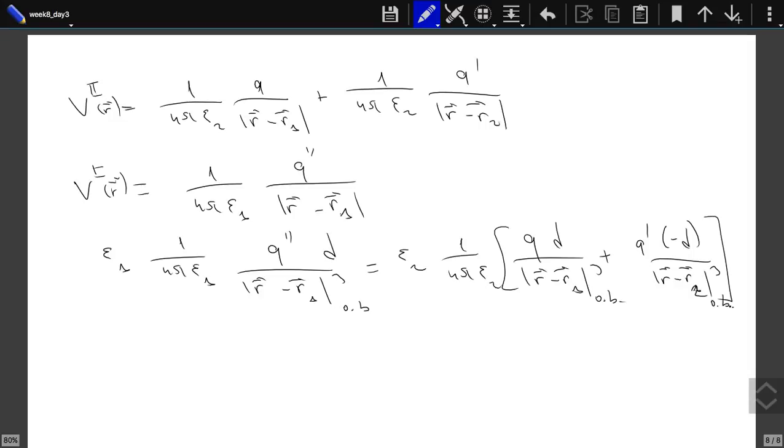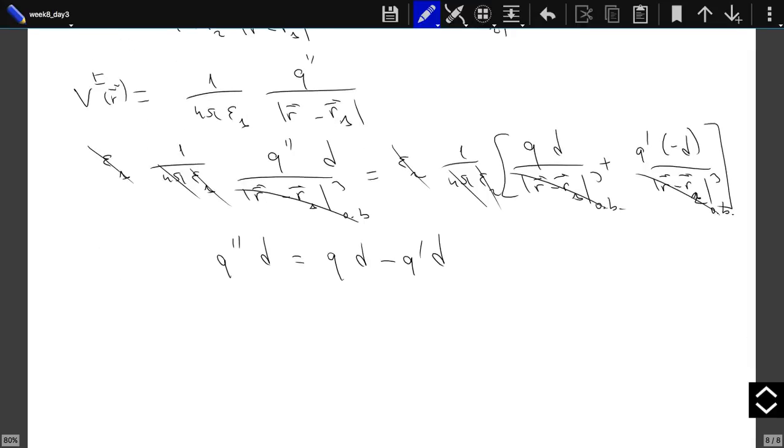Now let's do the cancellations. Epsilon 1's cancel, epsilon 2's cancel. 4 pi is cancelled. On the boundary, r minus r1 is equal to r minus r2. This cancels, this cancels, this cancels. So what is left is q double prime d is equal to q times d minus q prime times d, or q double prime is equal to q minus q prime.